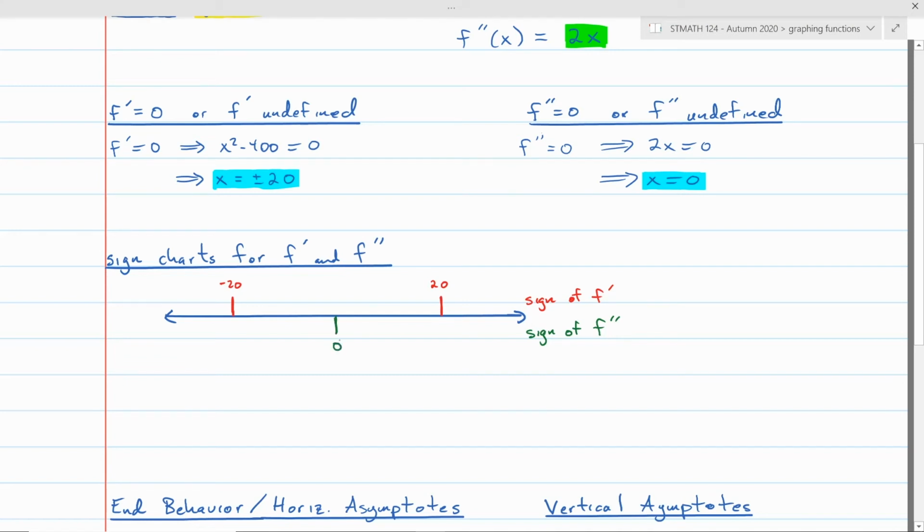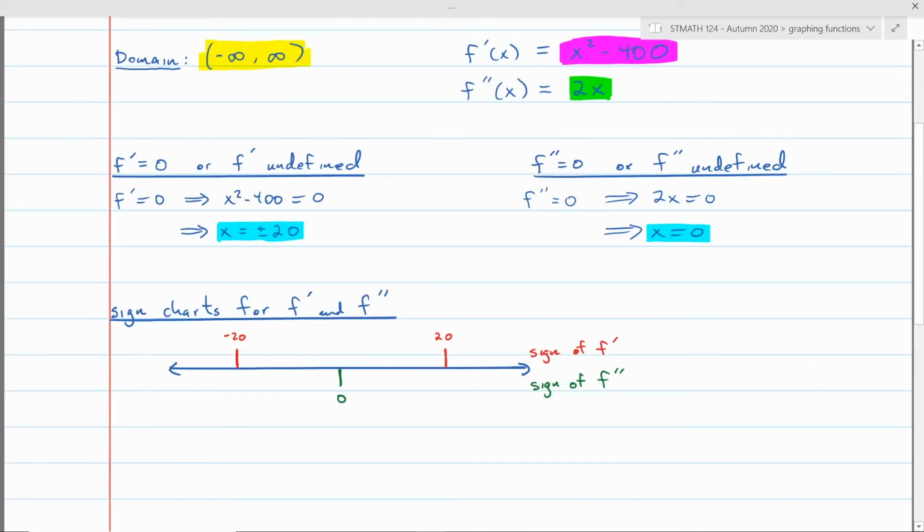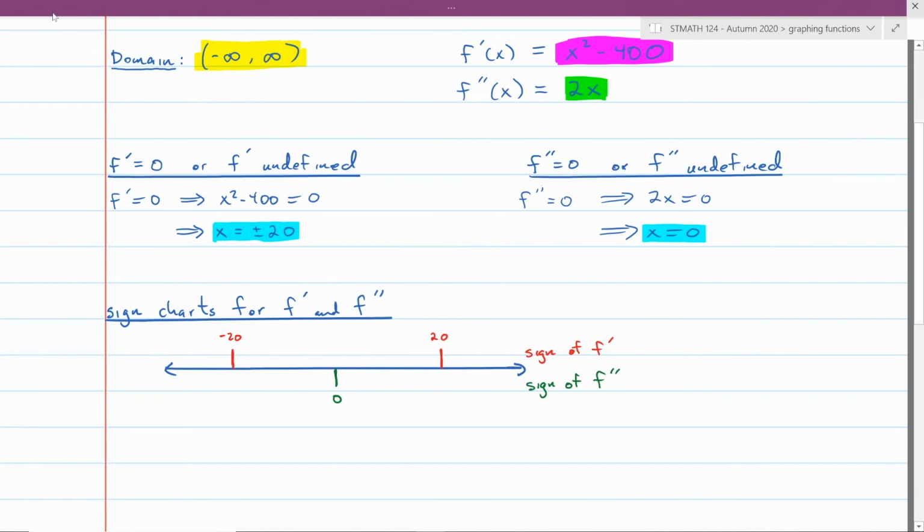And then on the top side of this number line, I'm going to check those intervals for the sign of f prime. Now f prime was x squared minus 400. If I plug a number to the left of negative 20 into the first derivative, say negative 30, well, I would get 900 minus 400, and that's positive. So the sign of the first derivative is positive on that interval to the left of negative 20.